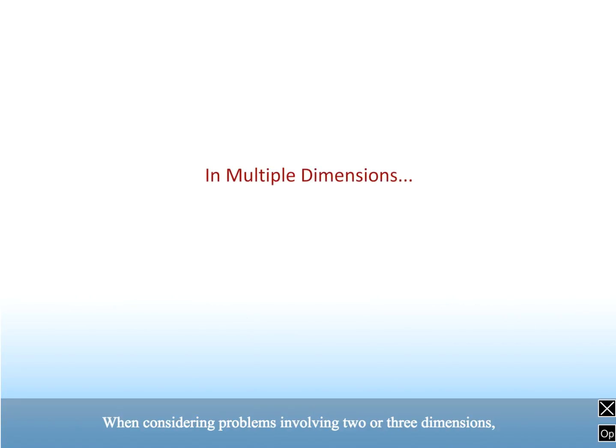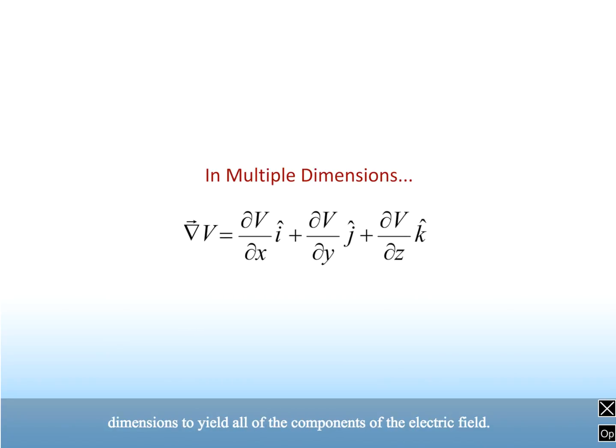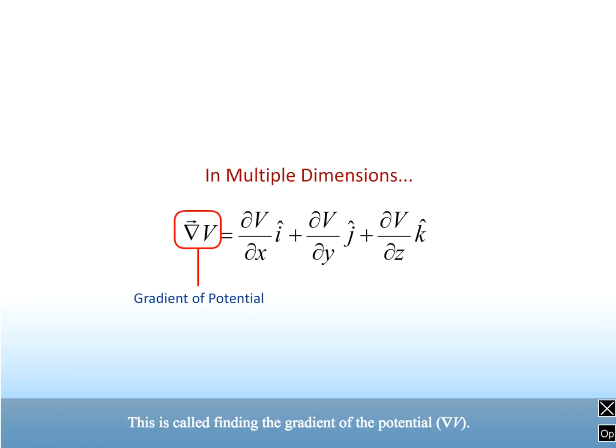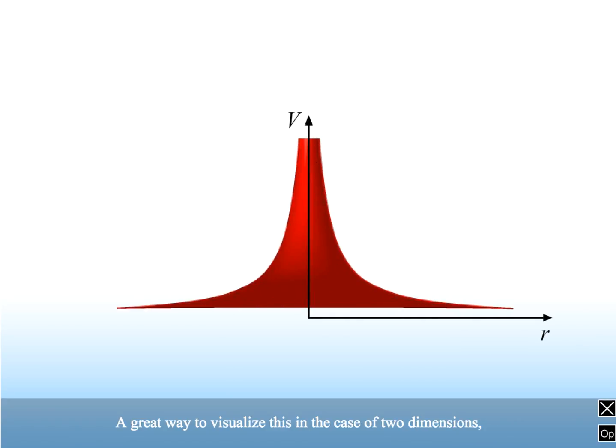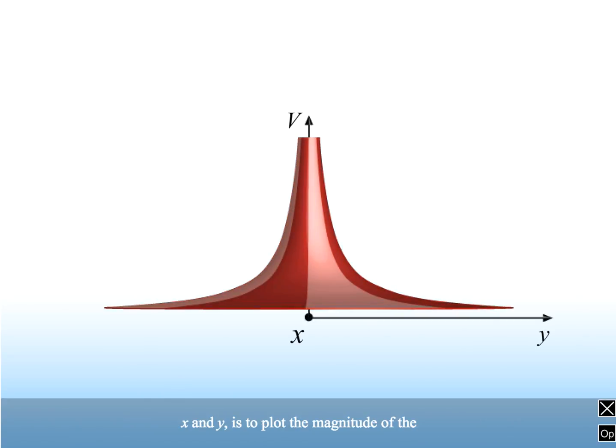When considering problems involving 2 or 3 dimensions, we need to differentiate the potential in 2 or 3 dimensions to yield all of the components of the electric field. This is called finding the gradient of the potential. A great way to visualize this, in the case of 2 dimensions, x and y, is to plot the magnitude of the electric potential in the 3rd dimension, z.